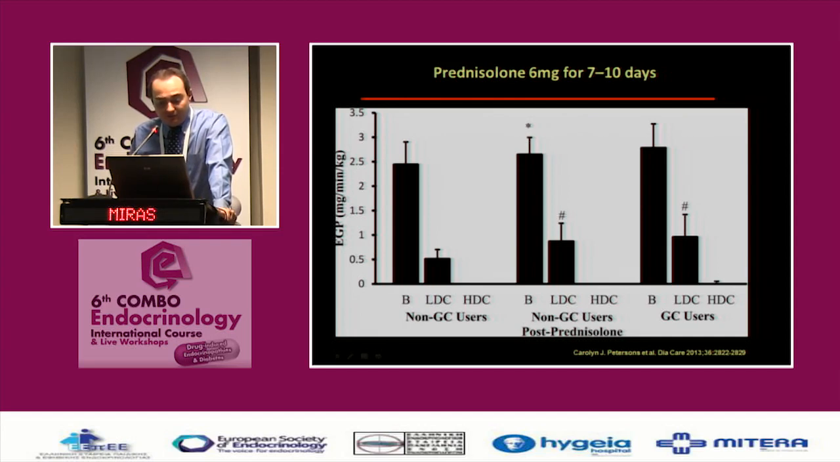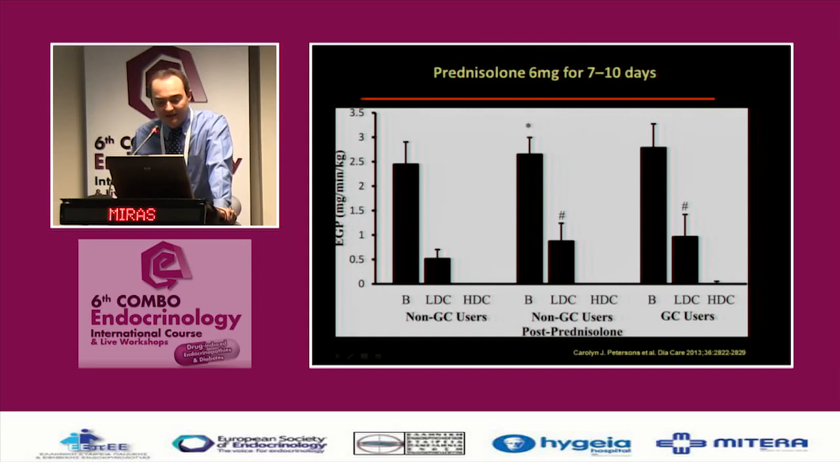Right, so this is what happens when you give prednisolone. You pay not for replacement, but for treatment, and this is only a very small dose. It is 6 milligrams for 7 to 10 days, a short acute course of steroids. You can imagine what will happen if you give higher doses for longer.